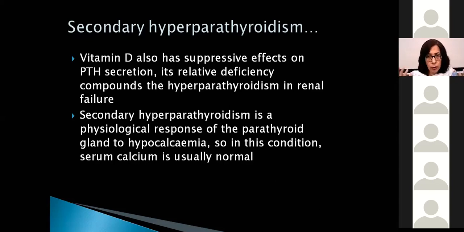Physiological response on the parathyroid hormone is normal. It will start producing more, and because of the increased PTH, it will bring the calcium back to normal. So in this condition, serum calcium is usually normal. So remember this, that in primary, the calcium is raised, the PTH is raised. In secondary, PTH will be raised, calcium will be normal, right? And in tertiary, again, the PTH and the calcium will be raised.